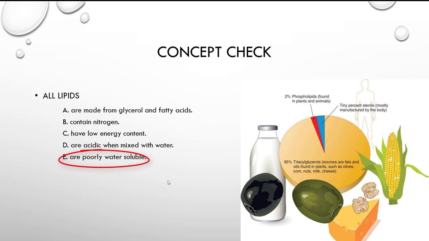Now we do have some lipids that are made of glycerol and fatty acids, such as our saturated and unsaturated fats, but not all lipids, like our phospholipids and our steroids. They don't contain nitrogen because that would be a CHON instead of a CHO, so that's incorrect. They do have high energy content, so fats can be burned to give us energy, and they're definitely not mixing with water to form an acid, so E is the correct answer.